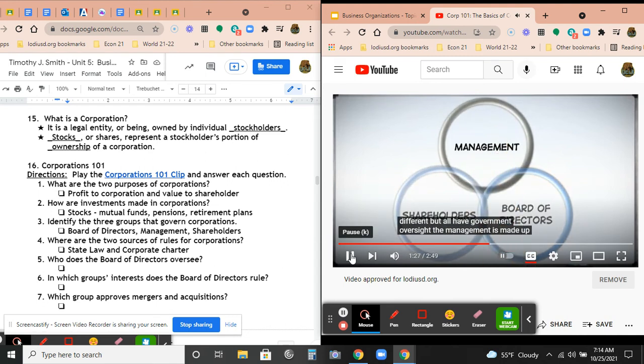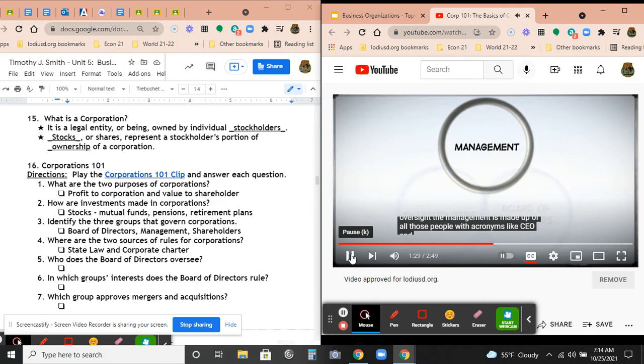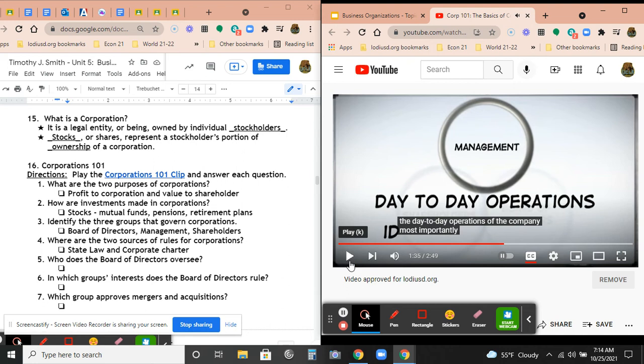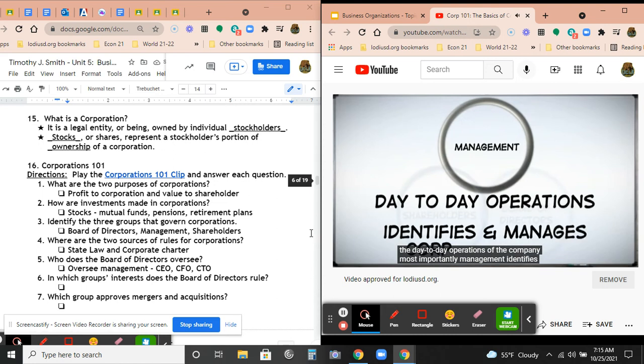The management is made up of all those people with acronyms like CEO and CFO. Their responsibility is running the day-to-day operations of the company. Most importantly, management identifies and manages corporate risks.